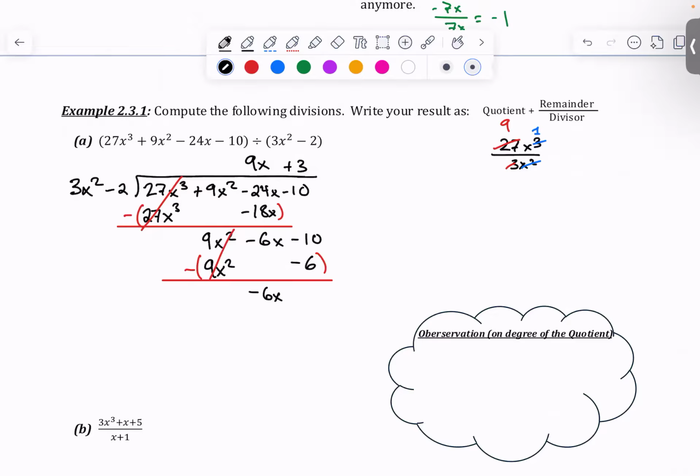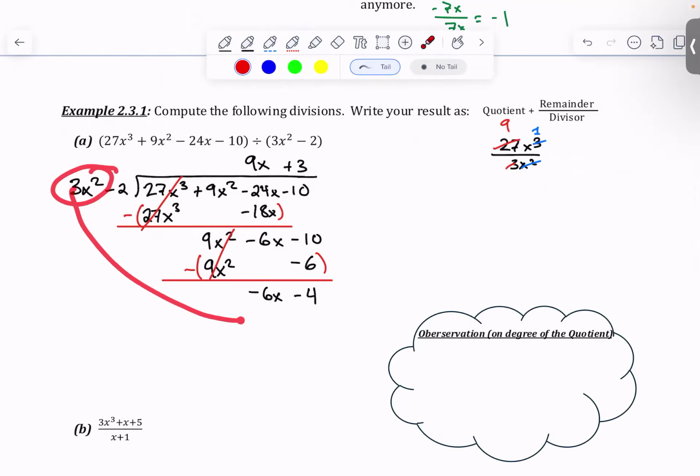And then will I have -10 or will I have -16 or -4? -4. Because it's going to be -10 minus a -6. That's really +6. So -4. And this is where I stop because there is no way to put 3x squared into 6x evenly. So that's going to be where I have a remainder.